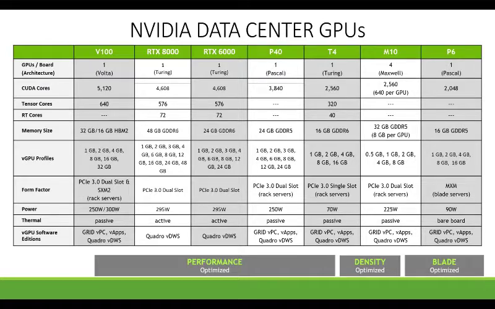Then there are different engines on the GPUs these days as well. So we have tensor cores. These are compute engines that allow you to run AI algorithms very effectively and very fast on these GPUs. You can see that the V100 has 640 tensor cores, and the RTX cards have quite a lot of tensor cores as well. And then, of course, the T4, because it's a Turing card as well.